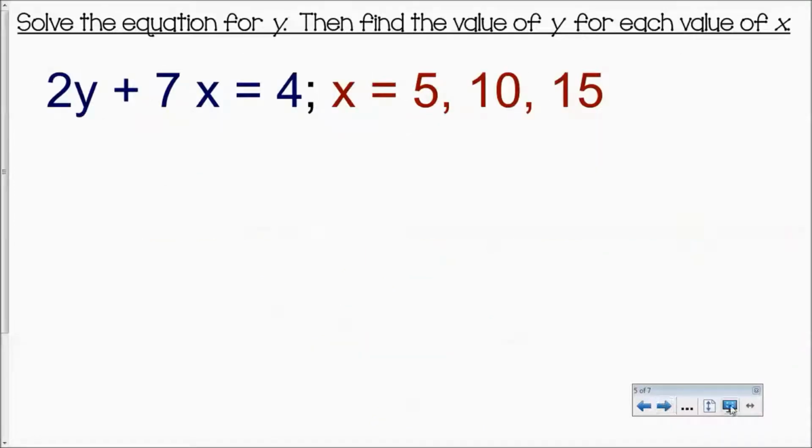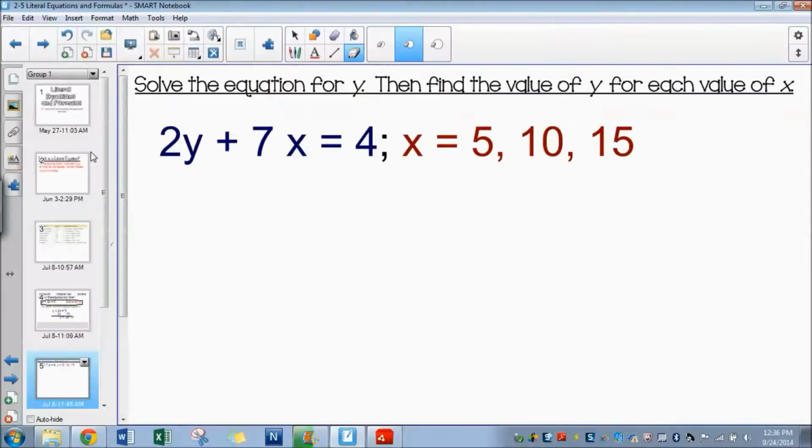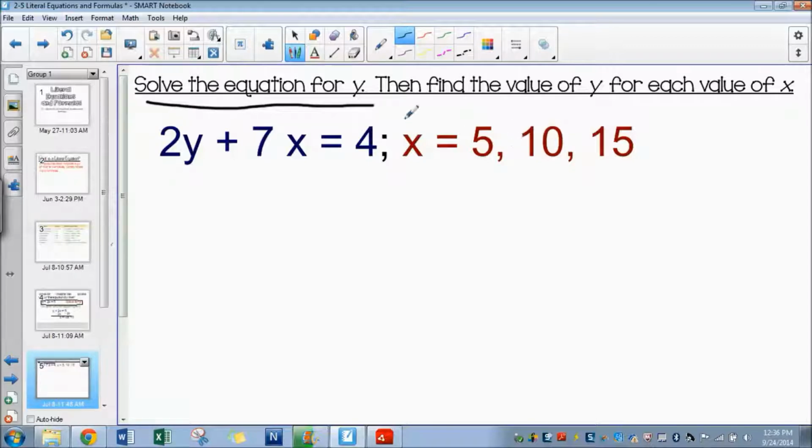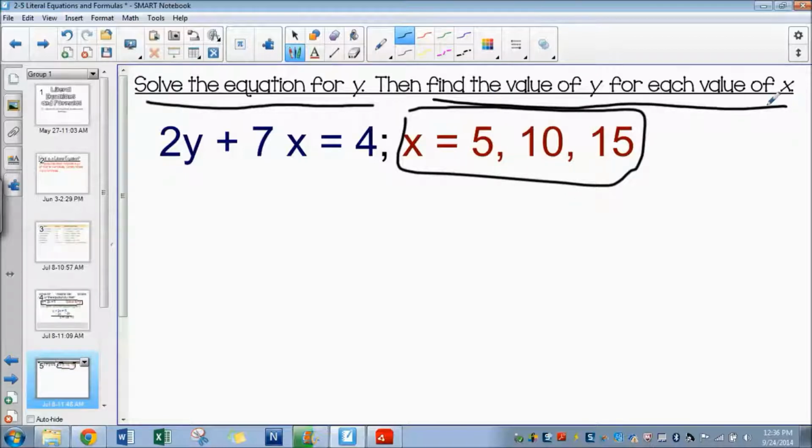So here is some practice with it already. We're going to practice. We are going to solve the equation for y, and then we're going to find the value of y for each value of x. So in blue, that's what we're doing first, solving the equation for y. Then in red, this portion here goes with the second part of directions. Find the value of y for each x value.